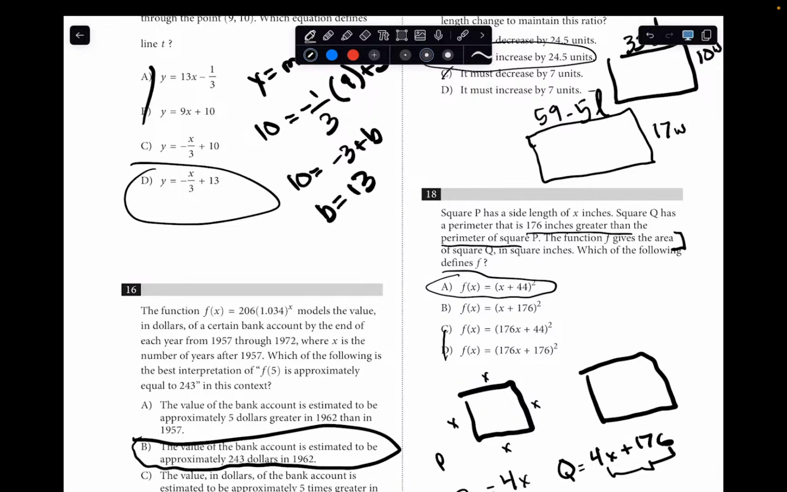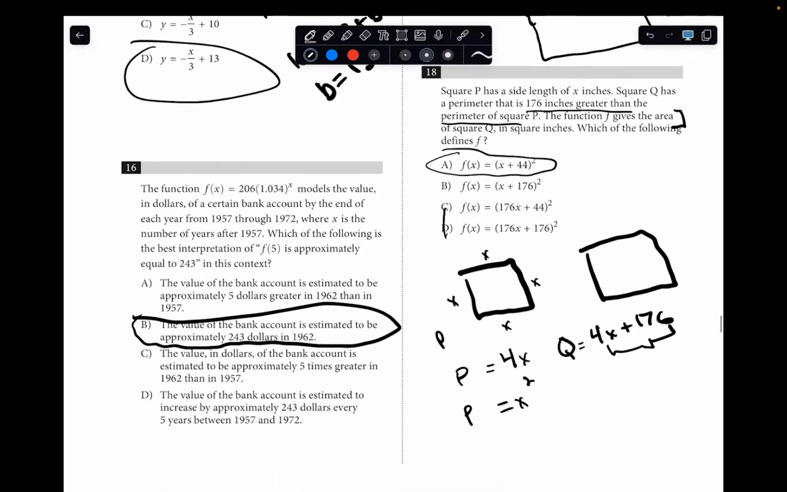I understand the answer, but I was just wondering how P is X squared. Length times width is area, right? So you could, or excuse me, you could say it's x times x. You're right about that. Yeah, yeah.